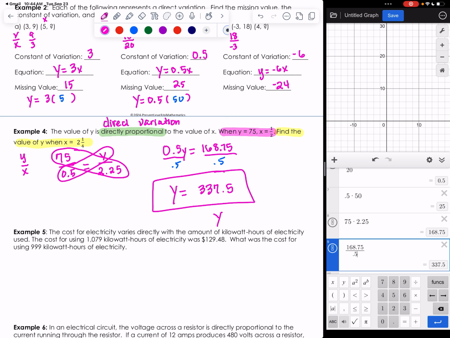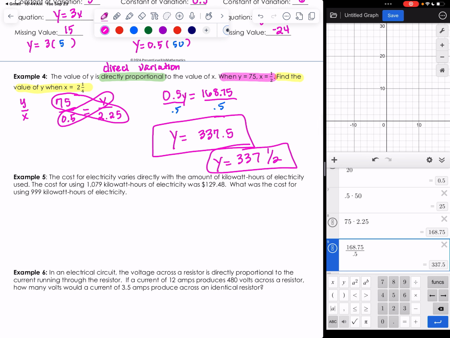You may also see the answer written like this. So let me show you. These are the same thing, 337.5. All right, look at example 5. The cost for electricity varies directly with the amount of kilowatt hours of electricity being used. So I'm going to stop right there, and because this varies directly, I can make a proportion.